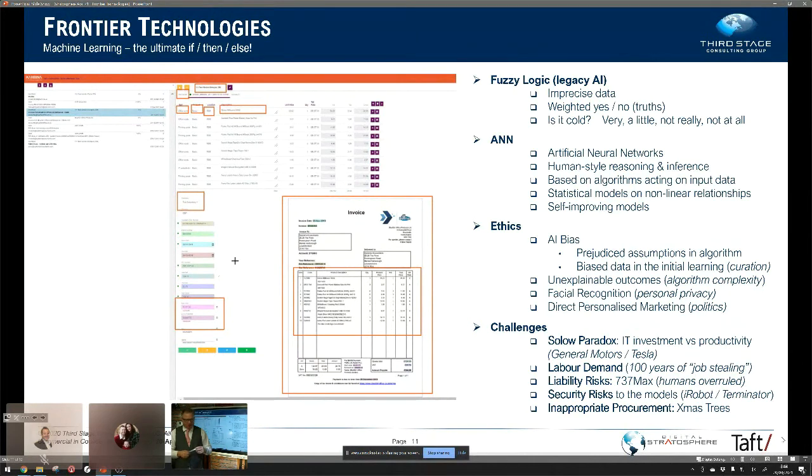And actually, as the algorithms become more complex, once the algorithm gets out of control, even the people who created the algorithm can't explain why it's making certain decisions. So an example of that would be, if I was applying for a loan of, let's say, £25,000 on an unsecured basis, and I accidentally typed £250,000, and the computer says yes.